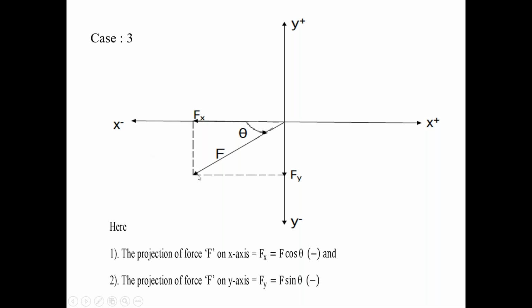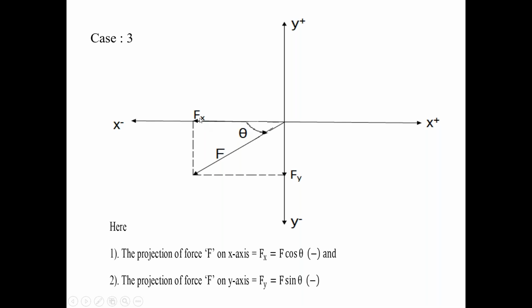Similarly, put the pen nib in the direction of the force F and bring the pen onto the y-axis. You will get the pen nib direction towards the negative y-axis. So here in the third condition, the direction of projection Fy is towards the negative y-axis. So in the third condition, the direction of projection Fx is towards the negative x-axis, and the direction of projection Fy is towards the negative y-axis. The force F makes the angle theta with the x-axis.